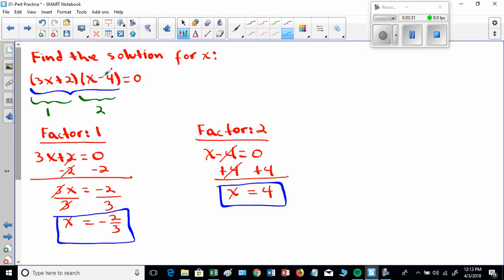So the values of x that will make this expression on the left-hand side of the equal sign equal to the number 0 are x equal to -2/3 and x equal to +4. So you have two possible solutions.